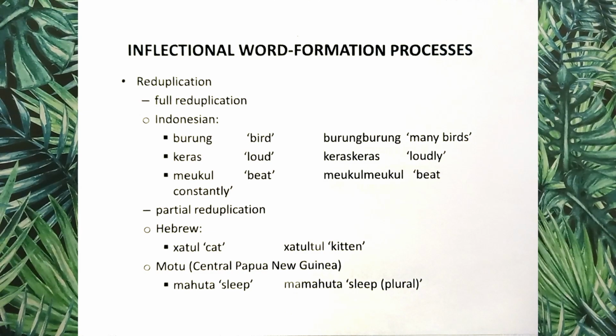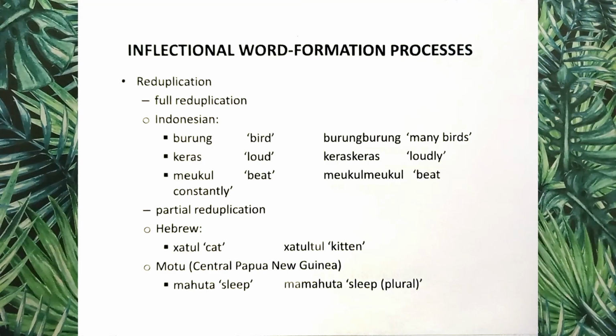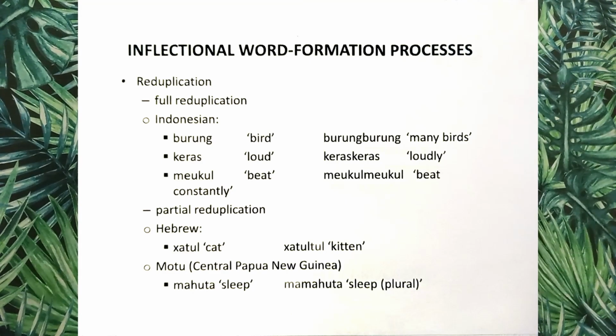I want to talk about 5 inflectional ways of word formation process. They are affixation, reduplication, internal modification, or you call it internal change, suppletion, and tone placement.